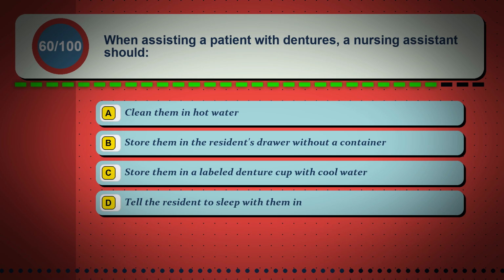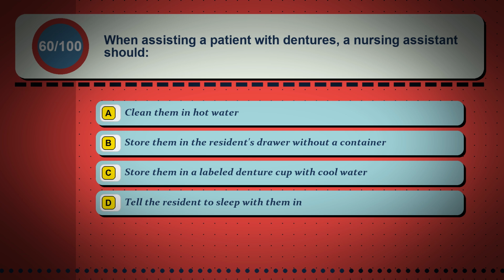Question 60. When assisting a patient with dentures, a nursing assistant should: Option A, clean them in hot water. Option B, store them in the resident's drawer without a container. Option C, store them in a labeled denture cup with cool water. Option D, tell the resident to sleep with them in.